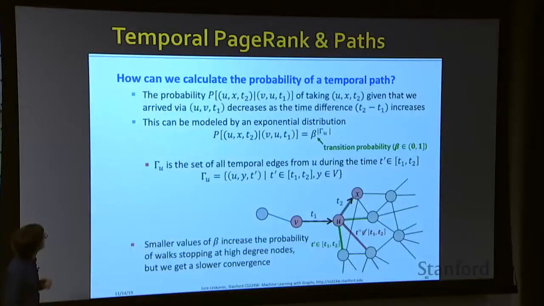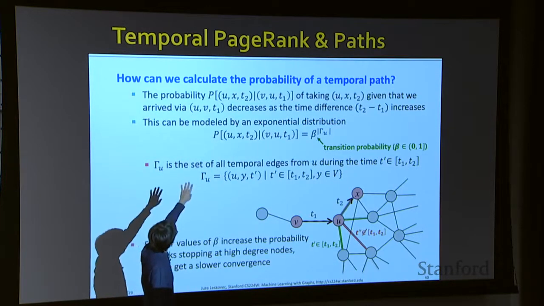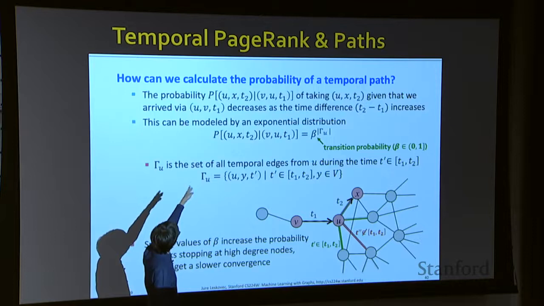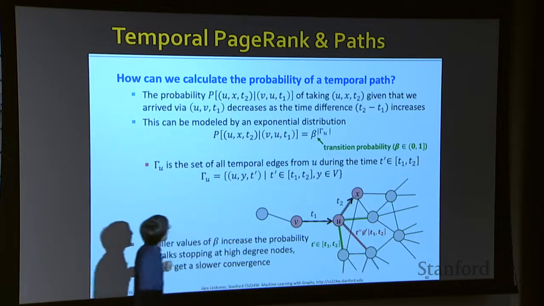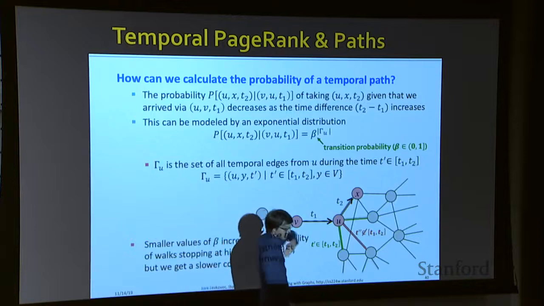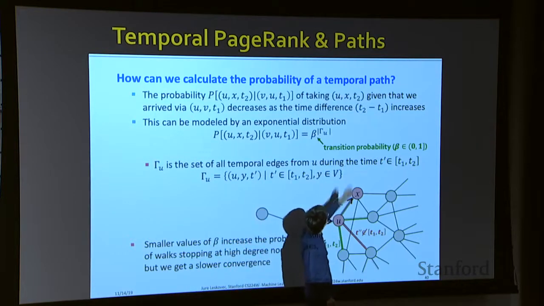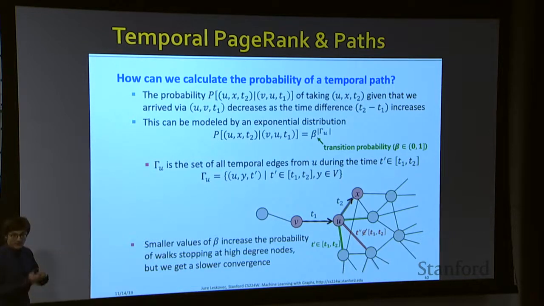The way we can think of this is, we want to calculate a probability of a temporal path, right? So we want to ask, what's the probability of me going from U to X at time T2, given that I went from V to U at time T1, right? And my goal here would be to model this notion that the probability of transition should decrease as the difference increases, right? The bigger the time delta, the less likely I am to take that step.